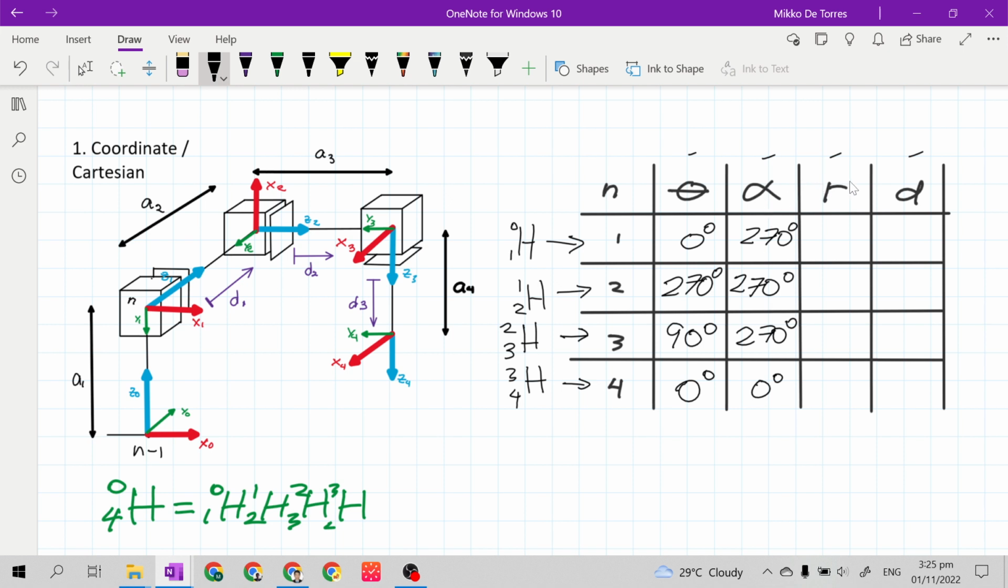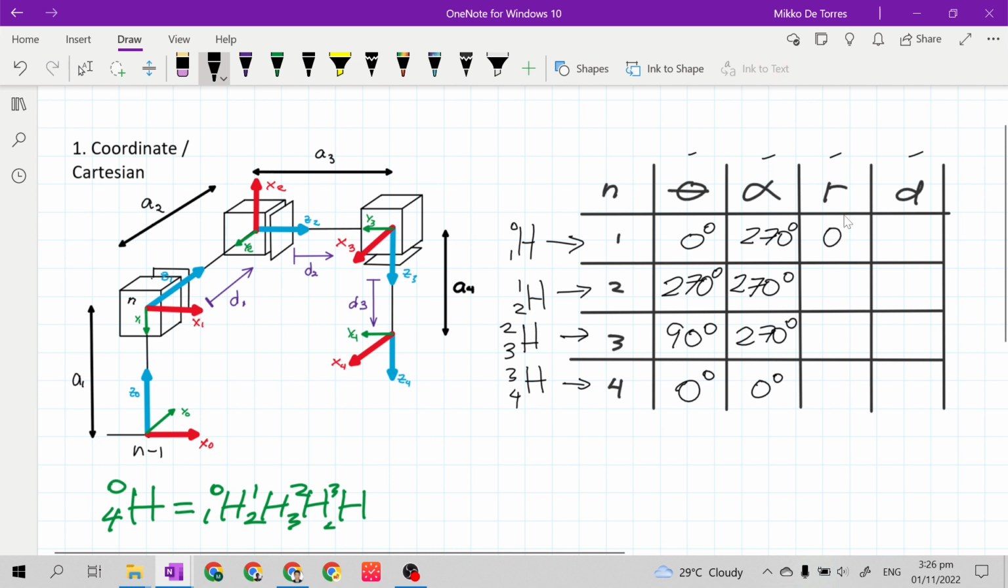Next is parameter R. So parameter R is the distance of the origin of frame n and frame n minus 1 along x sub n. Okay, so let's go back to the base, the homogeneous transformation matrix of frame 1 reference to frame 0. So our x sub n is x sub 1. So along x sub 1, we don't have a link length. Because we don't have a link length at the axis of x sub 1, our R here is 0.